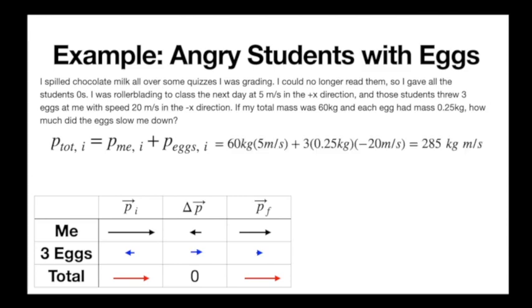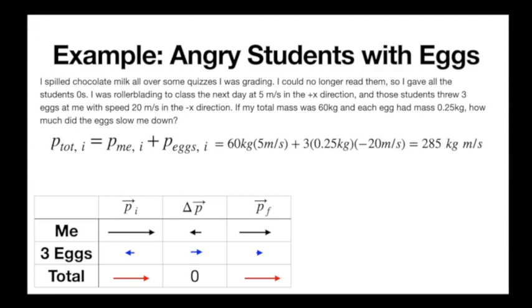I'm 60 kilograms and moving 5 meters per second in the positive x direction. There's 3 eggs. So again, here I could have 3 terms, each 0.25 kilograms, moving negative 20 meters per second. But instead, I'm just going to multiply it by 3, consider them as a unit. It gives the same result.